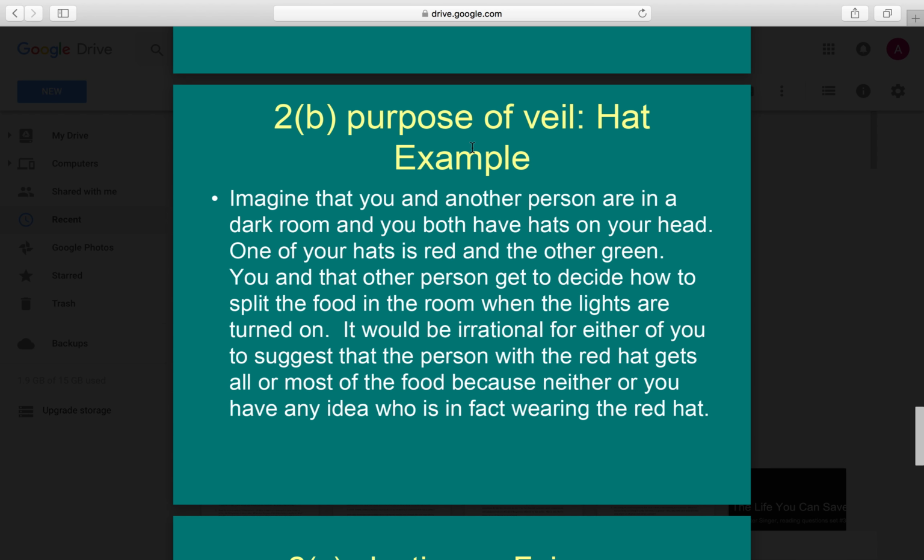Because you might be wearing the green hat, for all you know. Ignorance here would serve to eliminate bias. And that's the general purpose of the veil of ignorance.